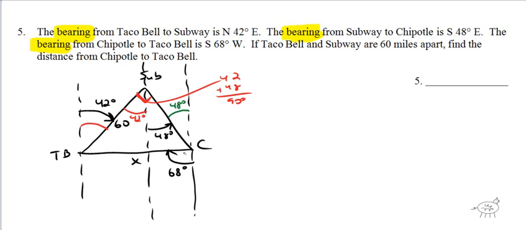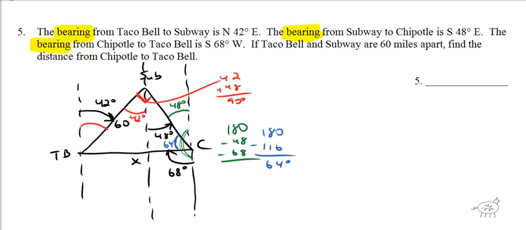So if this angle is 48 and this angle is 68 and this whole thing right here is 180, can't I just say 180 minus 48 minus 68? And that gives me this angle right here, which is what I want. I want one angle of the triangle. So 68 and 48 give me 116. So 116 from 180 gives me 64 degrees. That's what that angle is, 64.